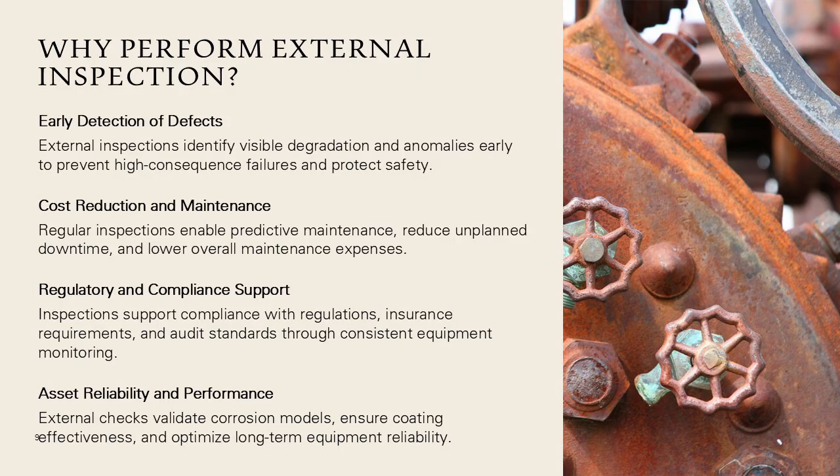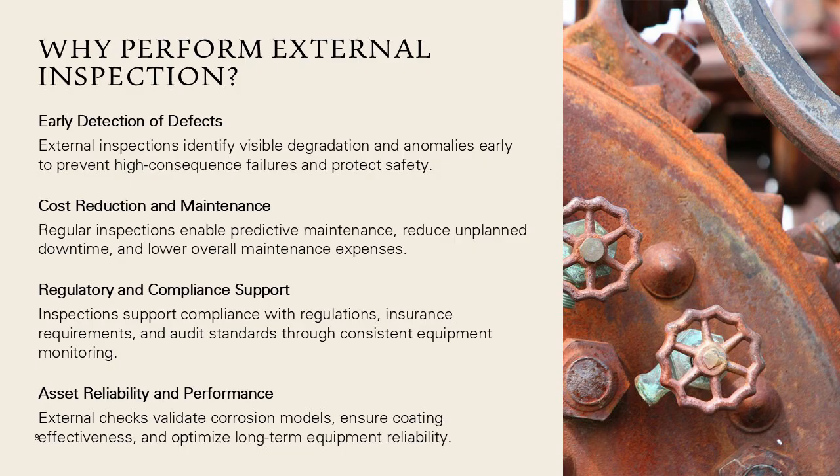This section explains the engineering rationale behind performing external inspections, emphasizing their importance in detecting visible degradation and operational anomalies. External inspections are crucial for identifying corrosion under insulation, coating failures, environmental degradation, structural distortion, leaking flanges, loose supports, and thermal discoloration. Early detection prevents small issues from escalating into high-consequence failures, thus protecting personnel's safety and ensuring environmental compliance.